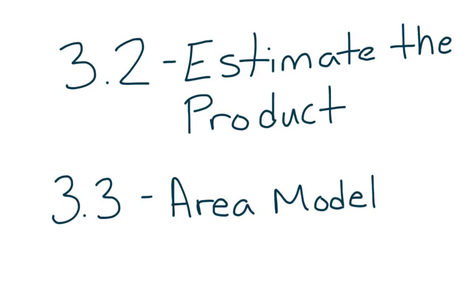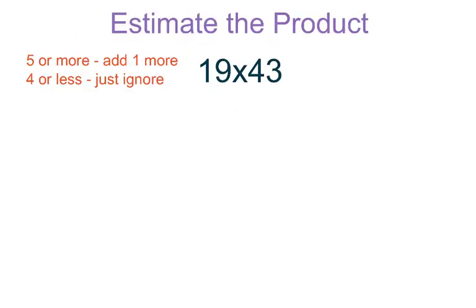In this lesson, we're going to talk about estimating the product, and we're going to take the area model that we did with one-digit multiplication times 2, 3, or 4-digit multiplication to the next step. So let's go ahead and take a look at estimating the product first. Here we see a problem 19 times 43, and we want to estimate the product. We don't want to find the actual product yet, but we want to find an estimate so that we know if our actual answer is close to where it should be.